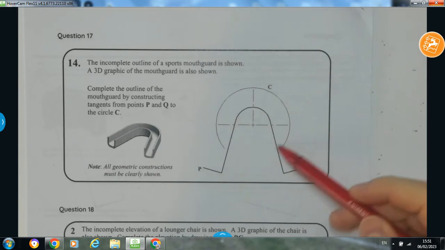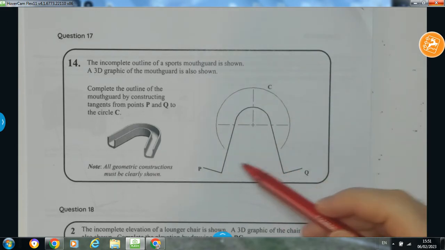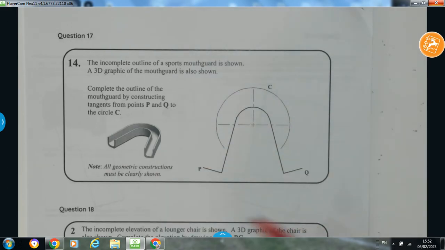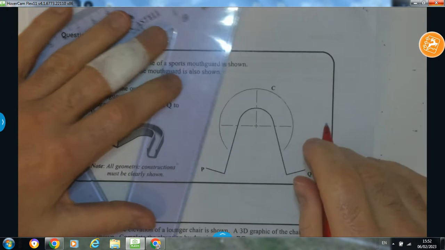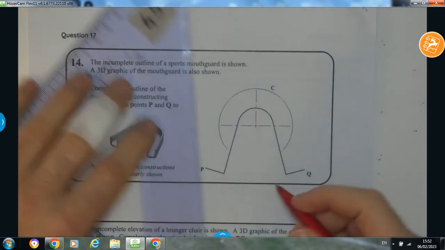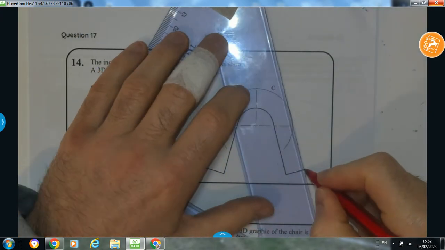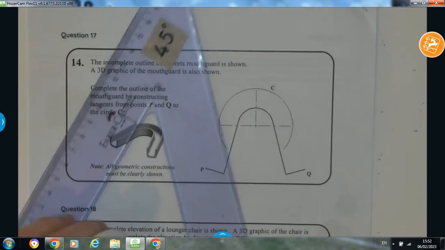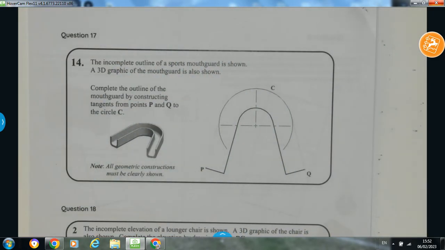Okay, so you can see here we've got a portion of a circle, it's obviously incomplete, and we have to get a tangent to complete it. Now our tangent, if we're going to make the mouth guard, I assume is going to look something like, I'll just put it in here as best I can, something like that, and then from Q, the exact same on the opposite side. That's what we're going to have to do. Okay, but once again, same principle, we have to prove it.